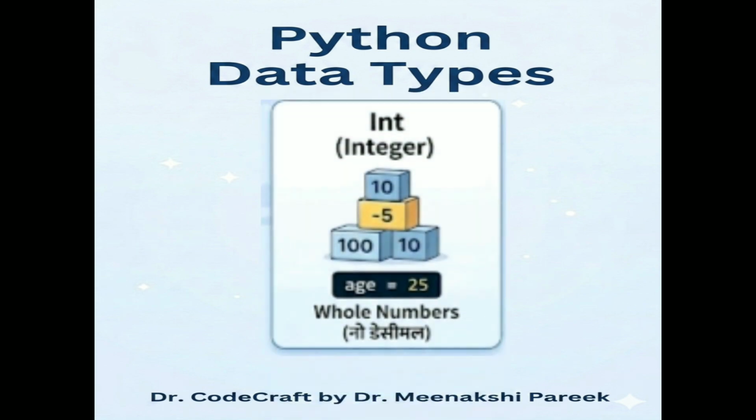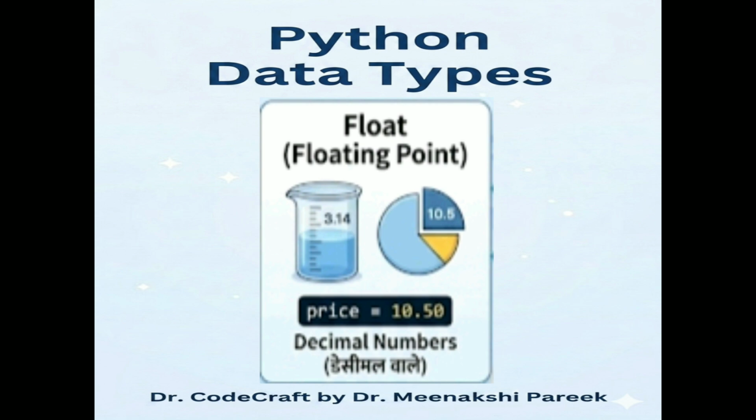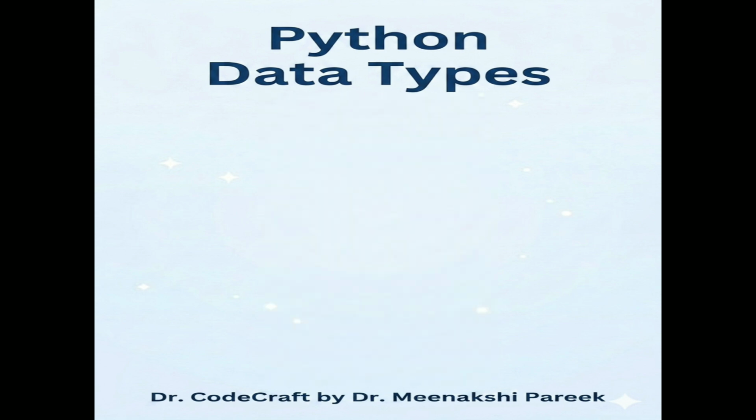First we have integer type data, which is also known as whole numbers. No decimal number is allowed here. Next we have floating point data, which includes decimal numbers like 3.14, 10.50, 10.5, 9.11. These are decimal numbers.